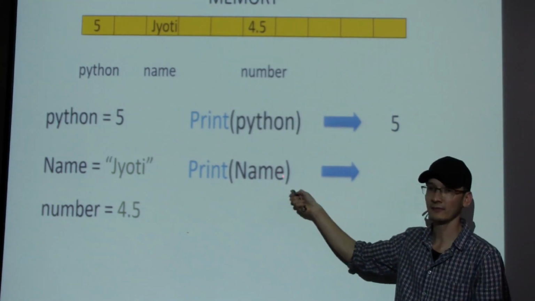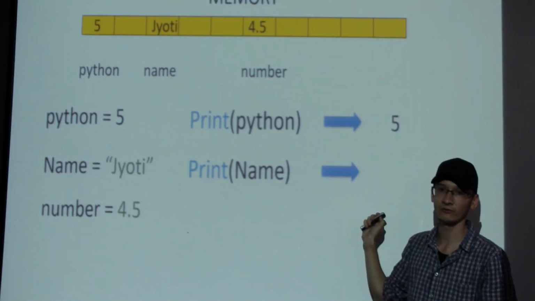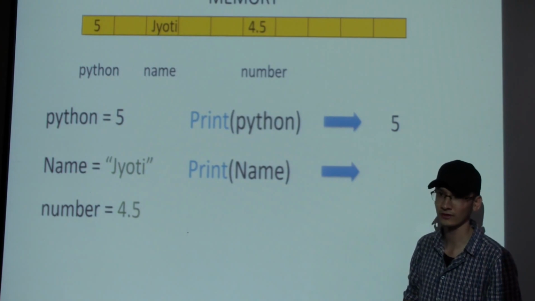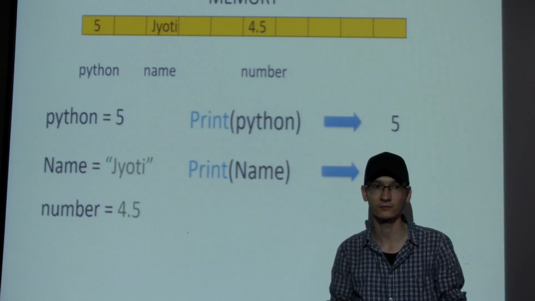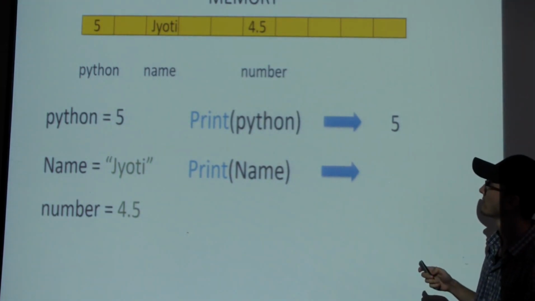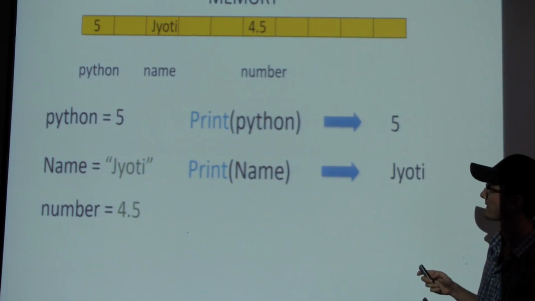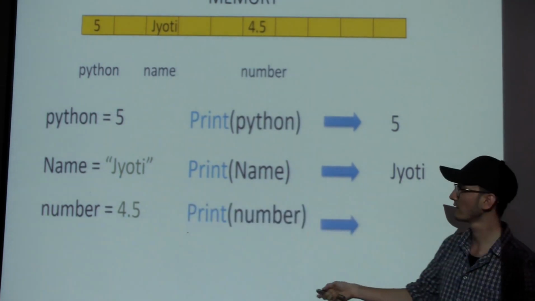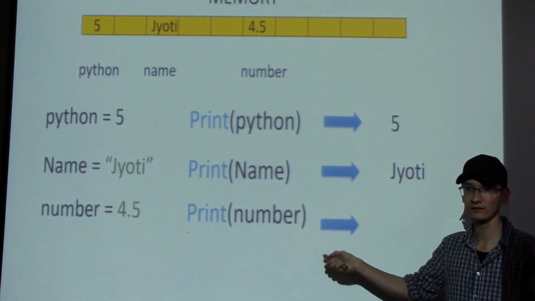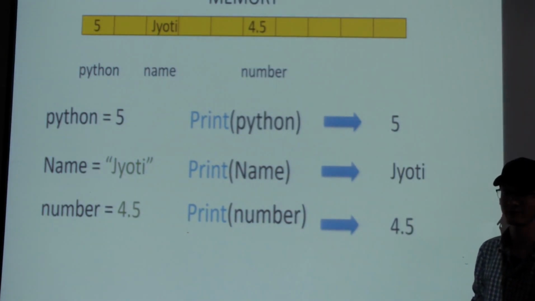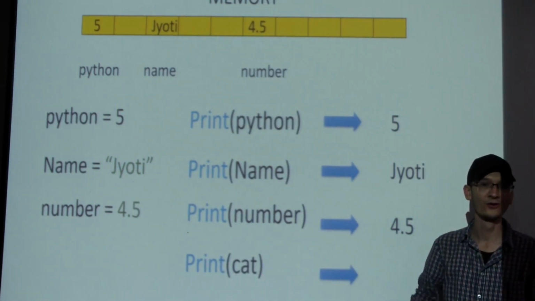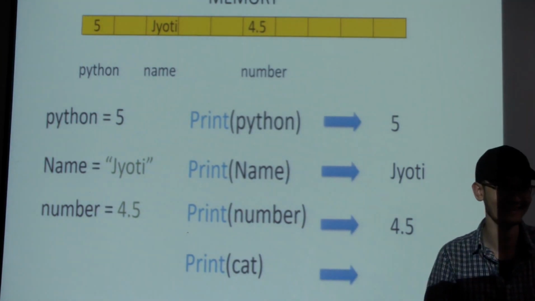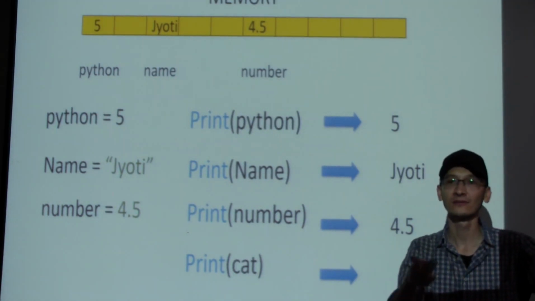And we would like to print the name variable. What kind of result will we have? Jyoti. With quotation marks or not? Without quotation marks. And now we'd like to print number, 4.5. Now we'd like to print cat. No answer. Because, what do you think?